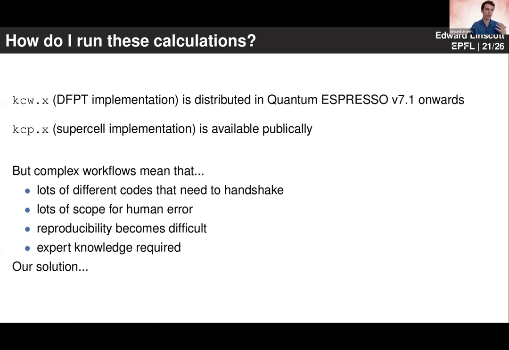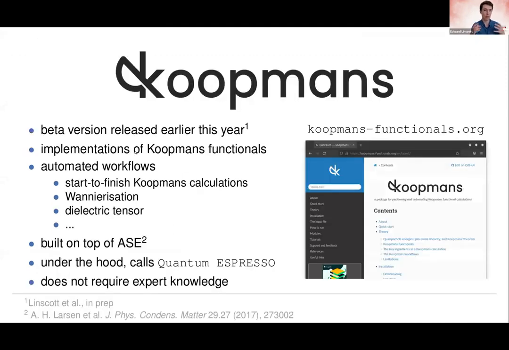So in order to make this a lot simpler, we wrote a code called Koopmans. Koopmans is a code that we released earlier this year. We've got a website here that you can go to if you're interested. The beta version was released earlier this year, and hopefully in the next couple of months we'll release version 1. This code contains implementations of Koopmans functionals, as well as various automated workflows to run all of those complicated workflows from start to finish.